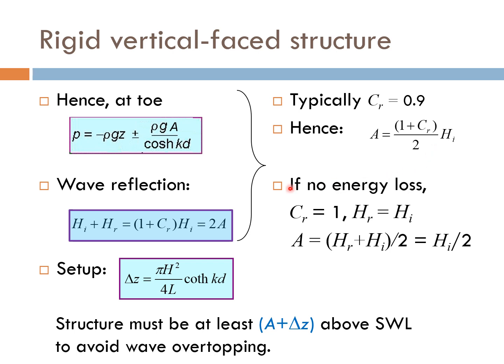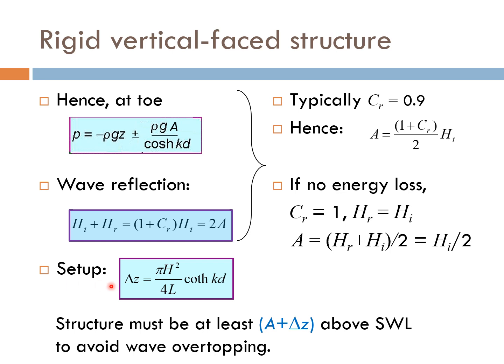Take note that if there is no energy loss, then the reflection coefficient equals 1, such that the reflected wave height is the same as the incident wave height. As a result of that, the wave amplitude will equal the superposition of these two wave heights divided by 2, and essentially that means that the wave amplitude equals the incident wave height divided by 2.